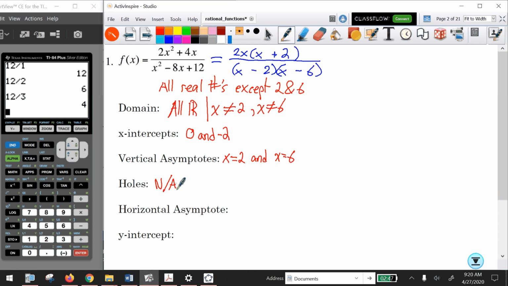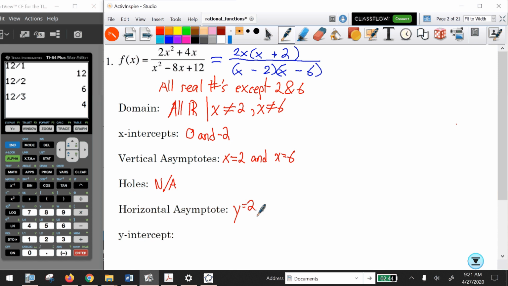Horizontal asymptote. The rule for horizontal asymptotes is you have to look at the degree of the numerator and the denominator. There are three situations that could occur. The degree of the numerator could be less than that of the denominator. It could be greater than that of the denominator, or the two can be equal. In this one, we have that they're equal. When the degrees are equal, you actually have to take the leading coefficient of each, the numerator and the denominator, and you have to divide them, and that's where you have a horizontal asymptote. So we're going to be doing 2 divided by 1, and we have a horizontal asymptote at y equals 2.